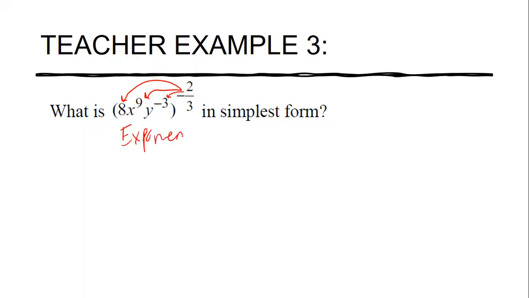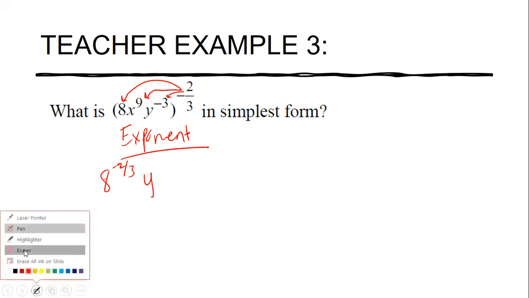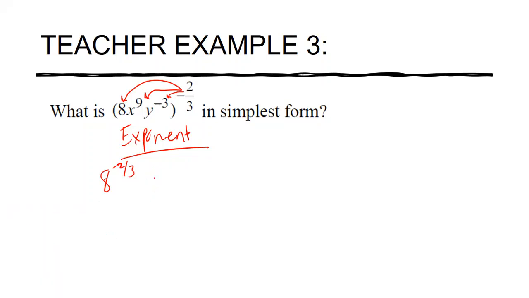So under the exponent, we have 8 to the negative 2/3 times, not y, I skipped x. Lo siento. We have x to the 9 times negative 2/3 times y to the negative 3 times negative 2/3. Okay, 8 to the negative 2/3. What does that mean for 8? Well, one, it's negative. So that tells me it belongs where? In the denominator. So it's 1 over.